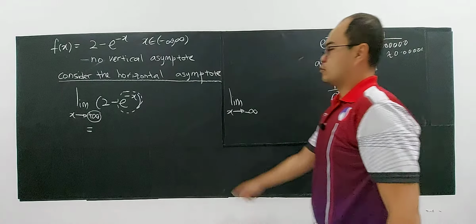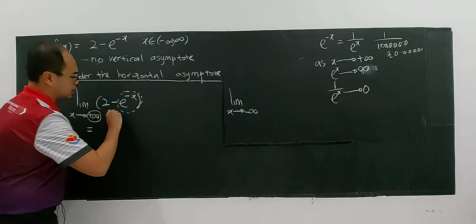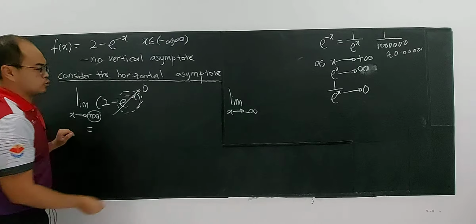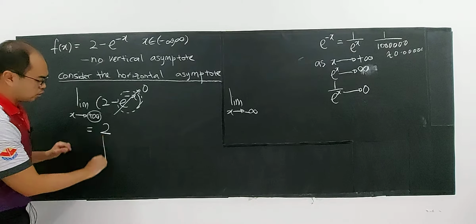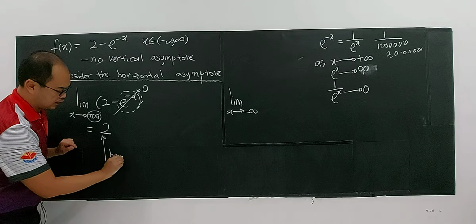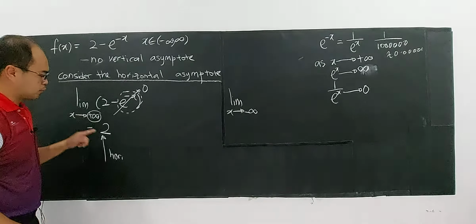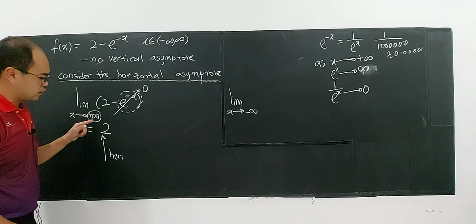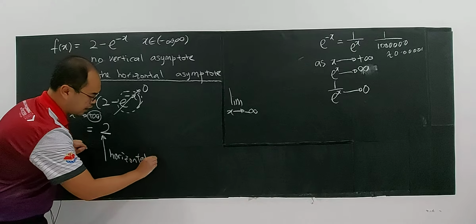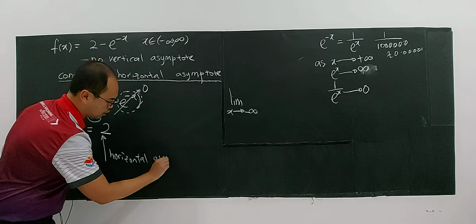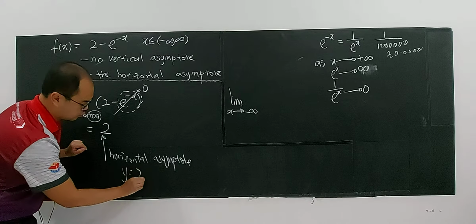So to evaluate this limit is very simple. The limit as x approaches positive infinity, this term approaches 0, so you get 2. So 2 will be your horizontal asymptote. Whether x approaches negative or positive infinity, if the limit approaches a value, this value is a horizontal asymptote, which is y equals 2.